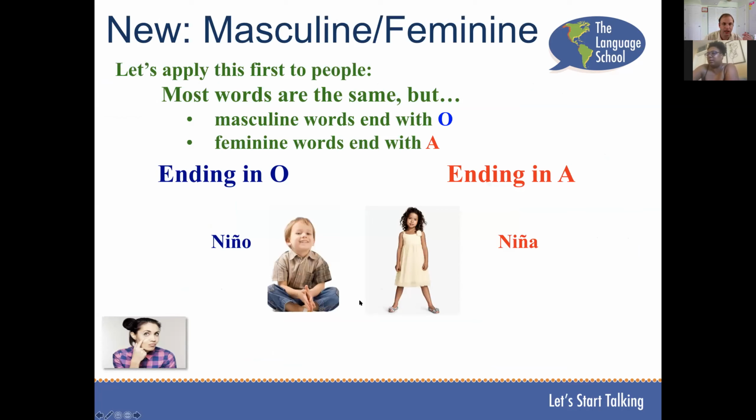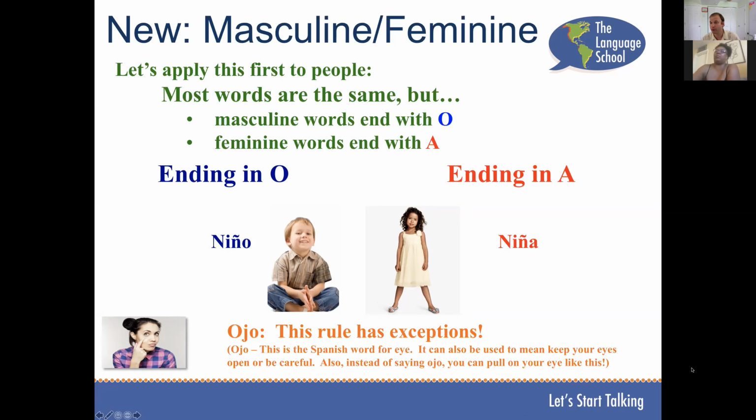So the concept here is pretty straightforward. Typically speaking, words that end with O are going to be masculine words, and words that end with A are going to be feminine words, okay? Niño means boy, niña means girl. So you're just flipping that O to an A to make the feminine version of it, right?